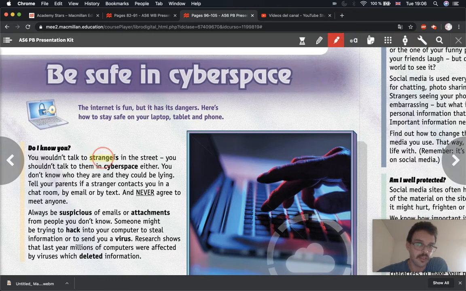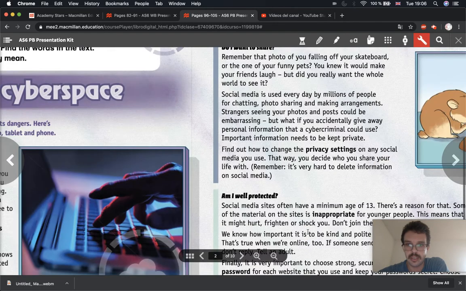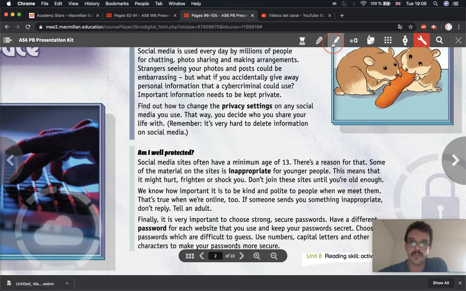Okay, so, strangers, cyberspace, suspicious, attachments, hack, deleted, virus. Let's see, what other ones do we have? Oh, over here. Got a couple. Inappropriate. And password. So, underline all these words in your text.